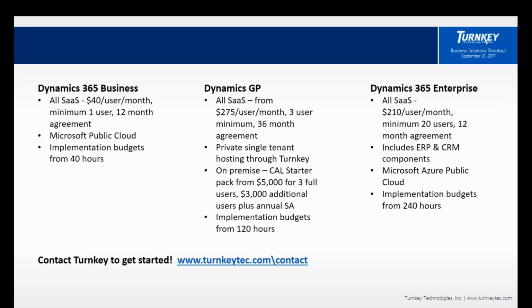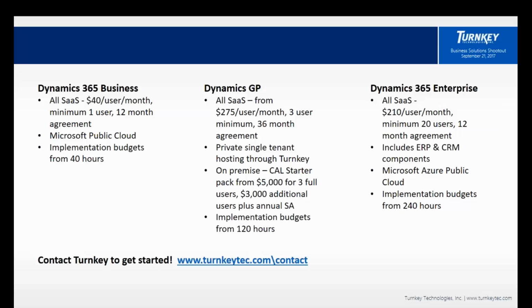Again, it includes ERP and CRM, on the Microsoft Azure public cloud. This is still a private single-tenant Azure model. You're not in a multi-tenancy situation here. For implementation budgets, I put from 240 hours. That is still a very basic small footprint. There are people that spend thousands of hours in Enterprise because it is so configurable and extensible. You go all the way through manufacturing and project and field service and equipment and rental and human capital and online applicants. We can do all that.